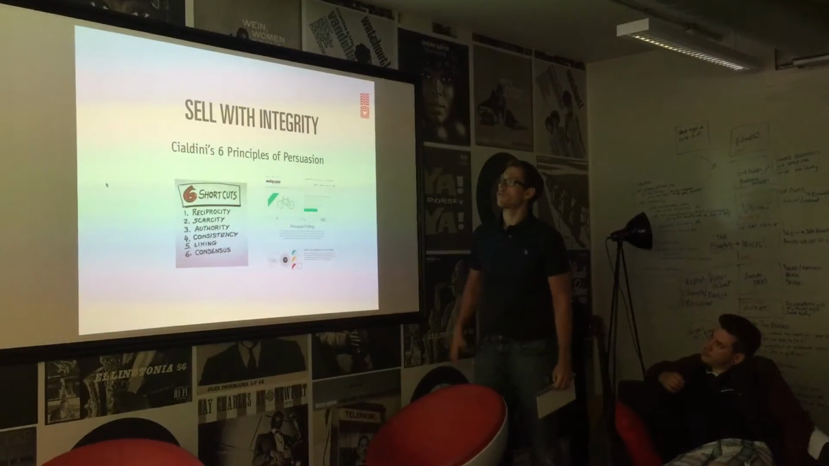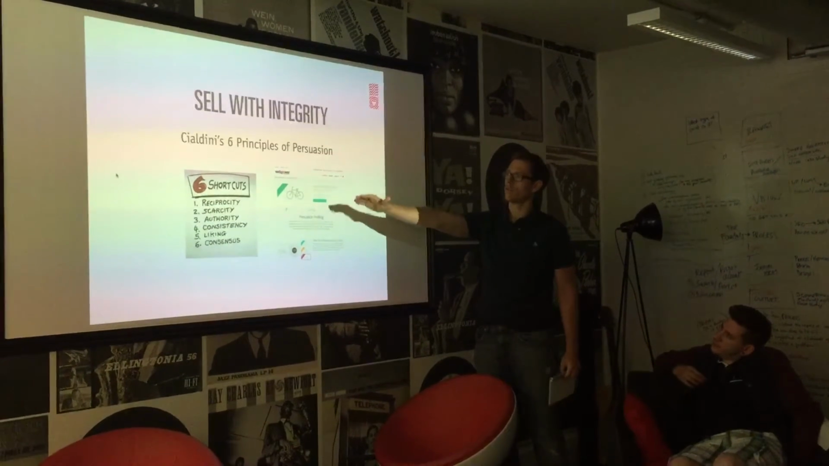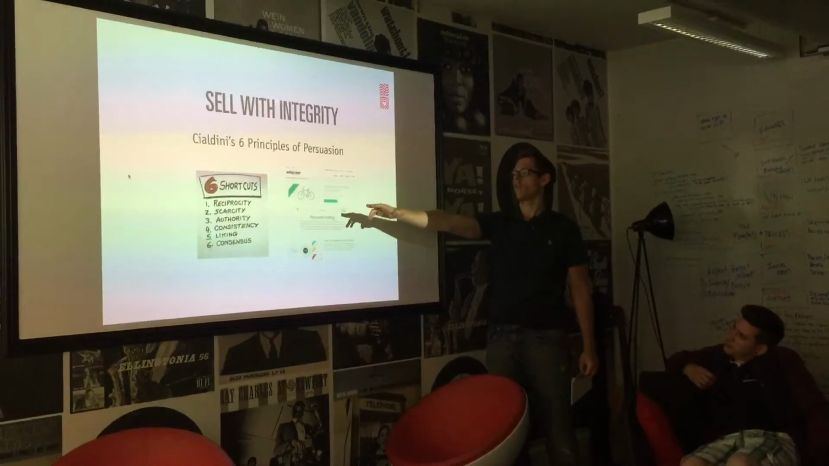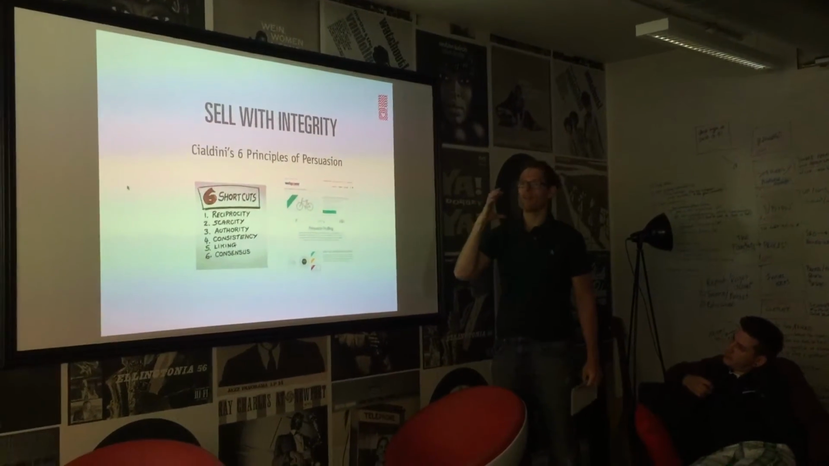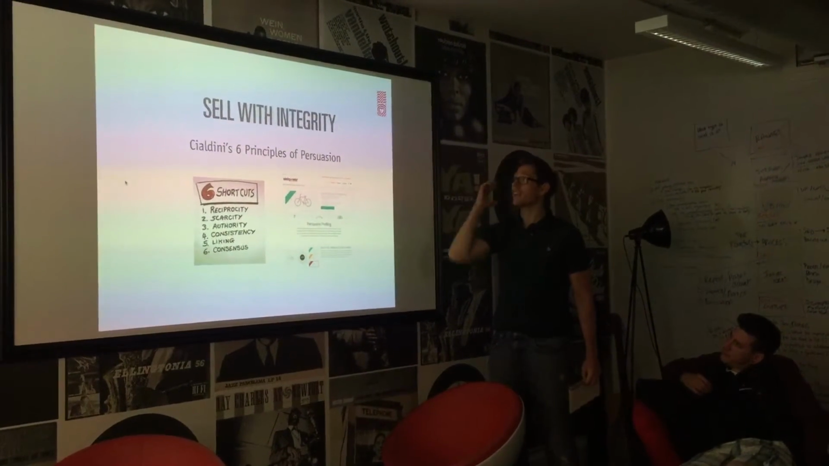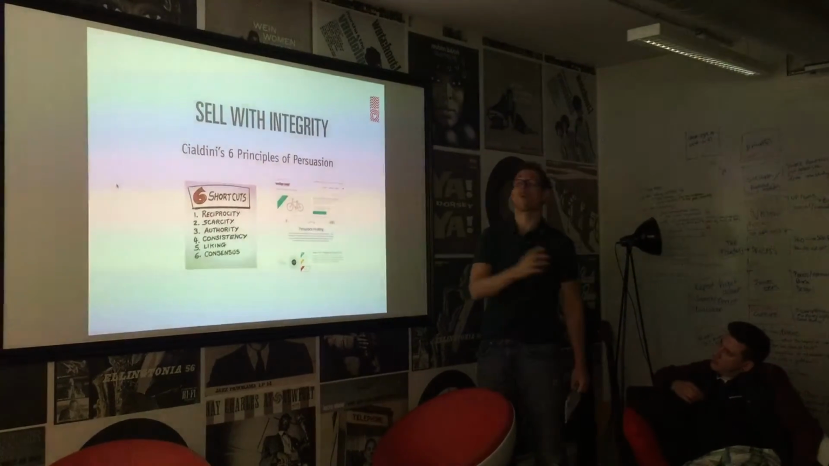So there's a guy called, I can't remember his first name, Cialdini, and his 6 Principles of Persuasion, which are around reciprocity, scarcity, authority, consistency, liking, and consensus. So all of these are fundamental things that happen within your brain that make you understand, and persuade you to do an action, whether you're offline or online.